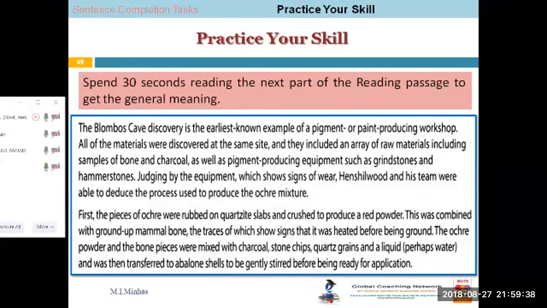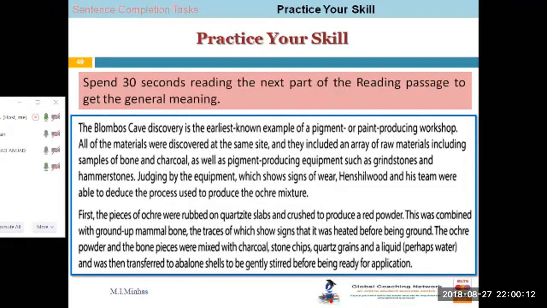Okay, so the Blombos cave discovery is the earliest known example of a pigment or paint producing workshop. All of the materials were discovered at the same time, at the same site, and they included an array of raw materials, including samples of bone and charcoal, as well as pigment producing equipment such as grindstones and hammerstones. Judging by the equipment, which shows signs of wear, Hanshelwood and his team were able to reduce the process used to produce the ochre mixture.